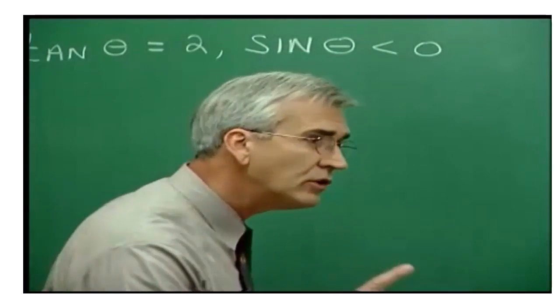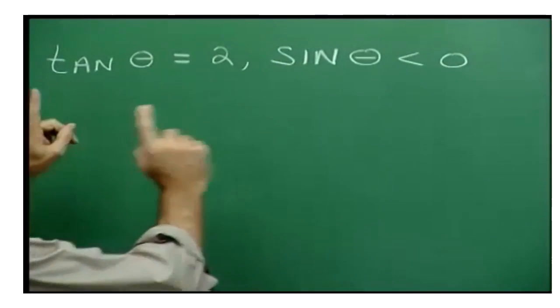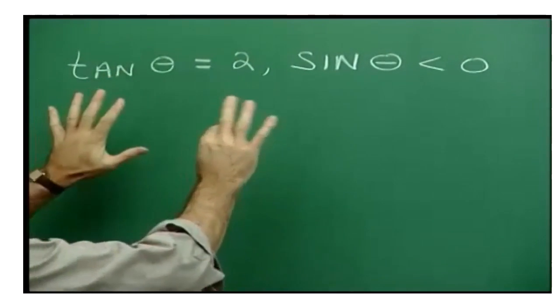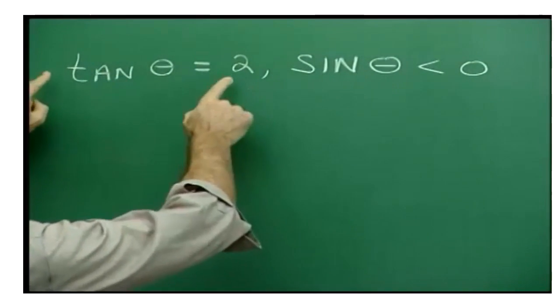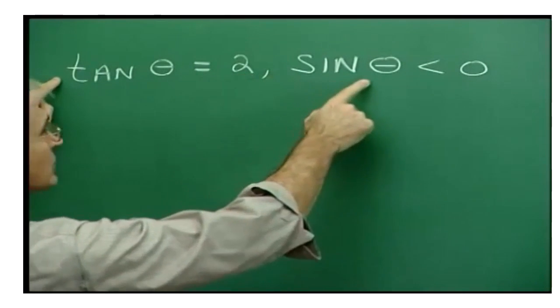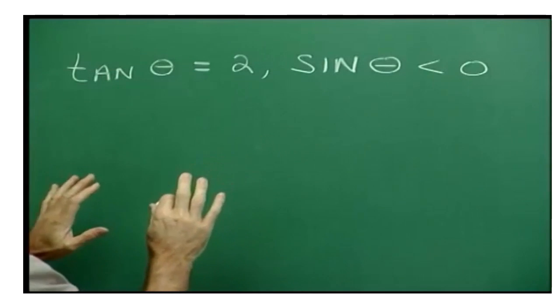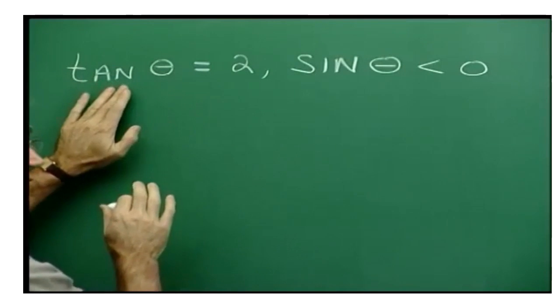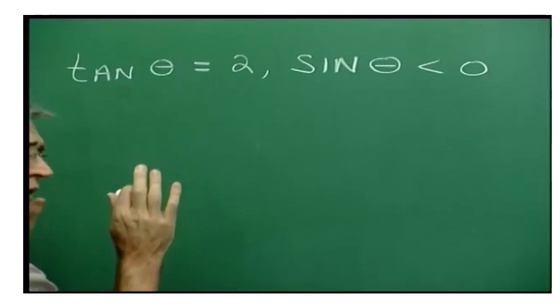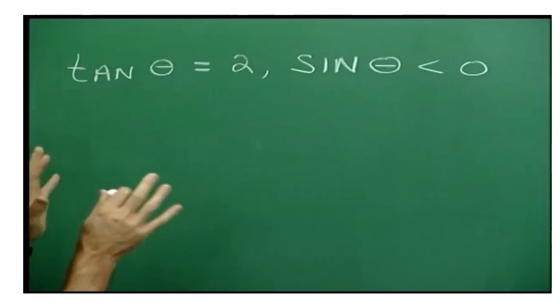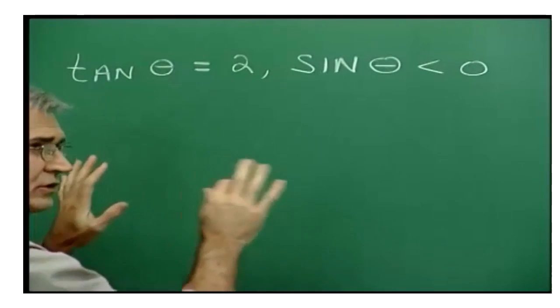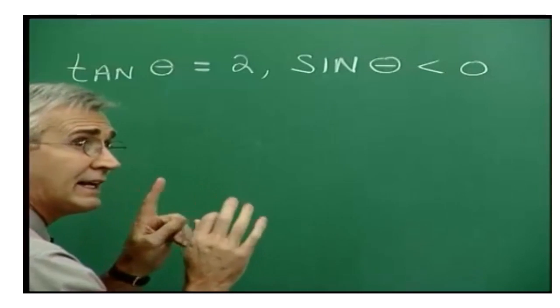We know that we can use identities to identify the various trig ratios given this information. If we know that tangent theta is 2 and sine theta is less than 0, let's say that we want to find the other 5 trig ratios, and we want to use identities to do that. Now, we could use the right triangle idea and just use ratios, but let's use identities as much as we can.